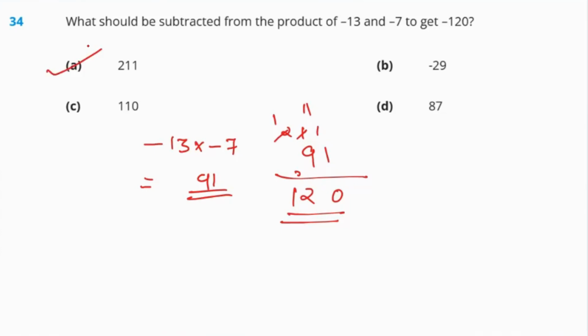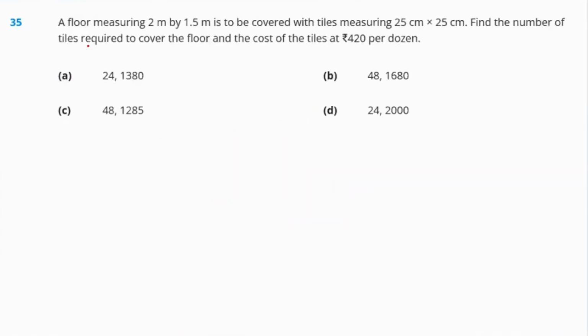Next question. A floor measuring 2 meter by 1.5 meter is to be covered with tiles measuring 25 by 25 centimeter. Find the number of tiles required to cover the floor and the cost of the tiles at rupees 420 per dozen. So in this case, what we have to find out is the number of tiles required to cover the floor and the cost of the tiles.